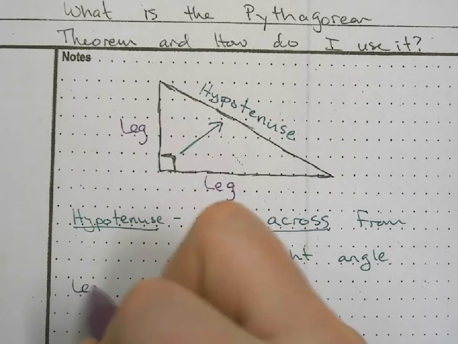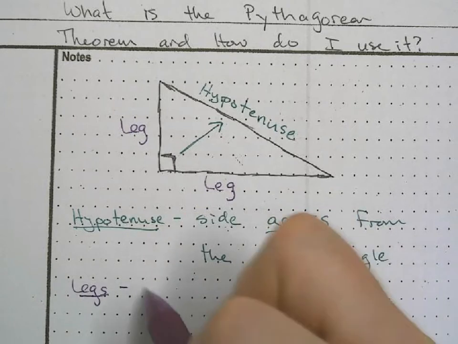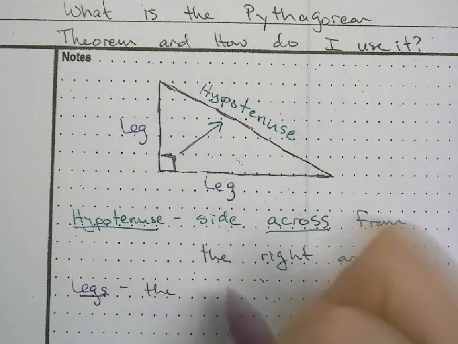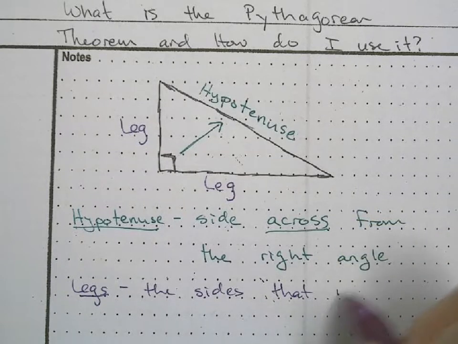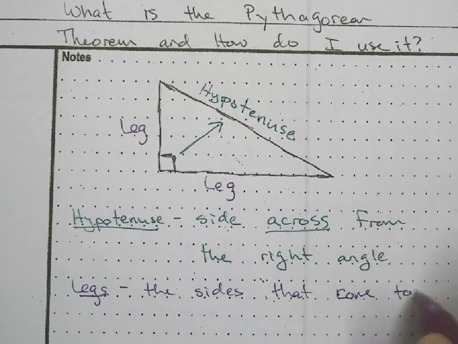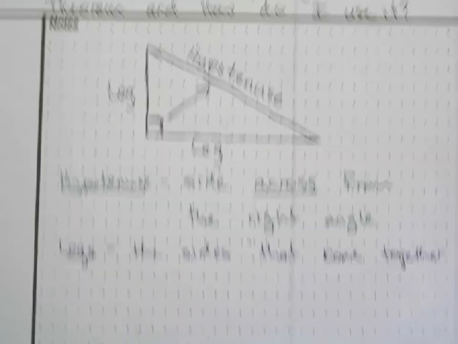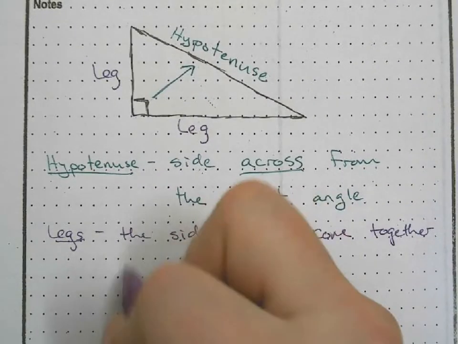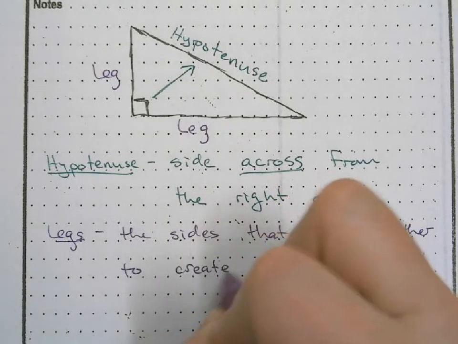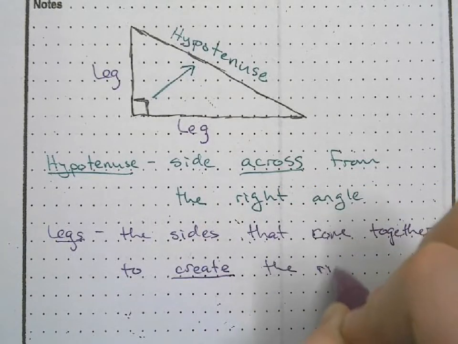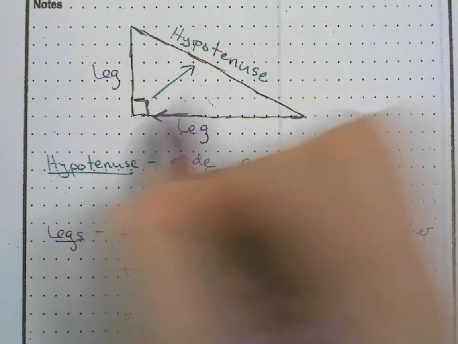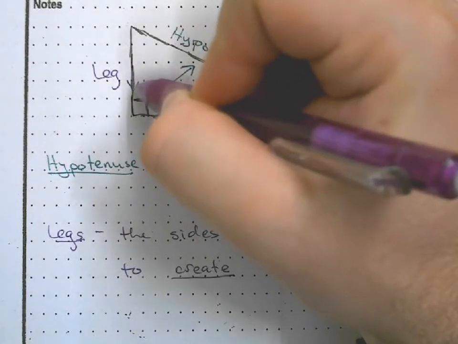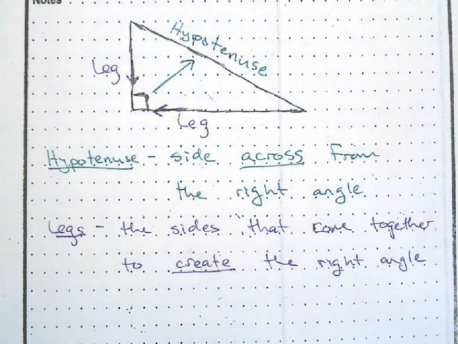And the legs, they're the sides that come together to create the right angle. So these sides, how they're coming together like this way and that way, and where they meet is the right angle. So that's what makes them the legs.